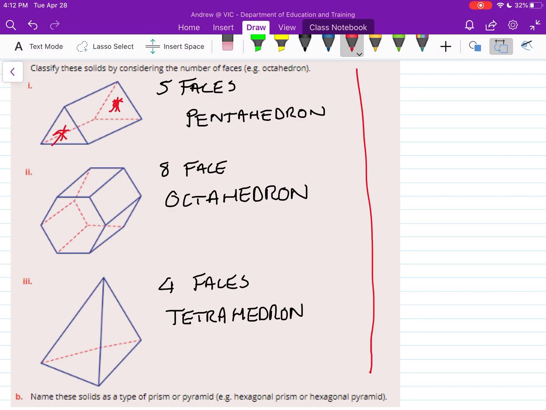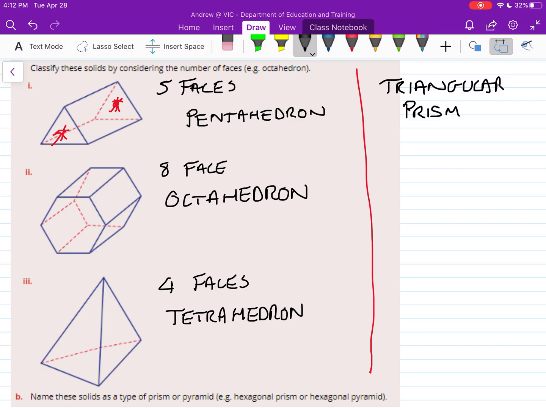Okay, and then we just need to see what the face of these is. Okay, so these faces of this prism, so these ends, these are triangles. So this is a triangular prism. So just remember, look at what's on the end, especially for your prisms.